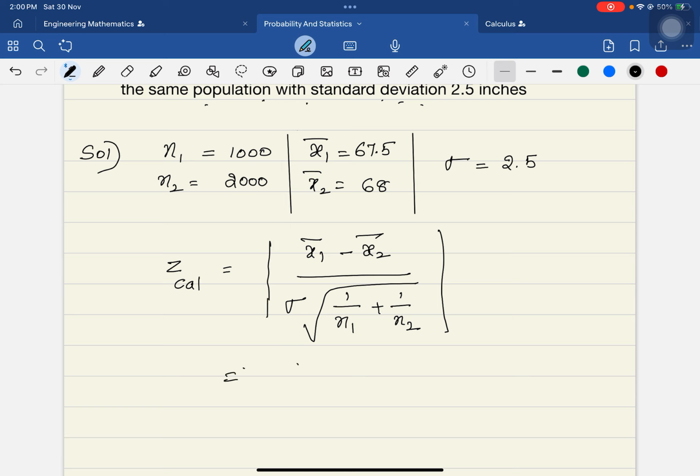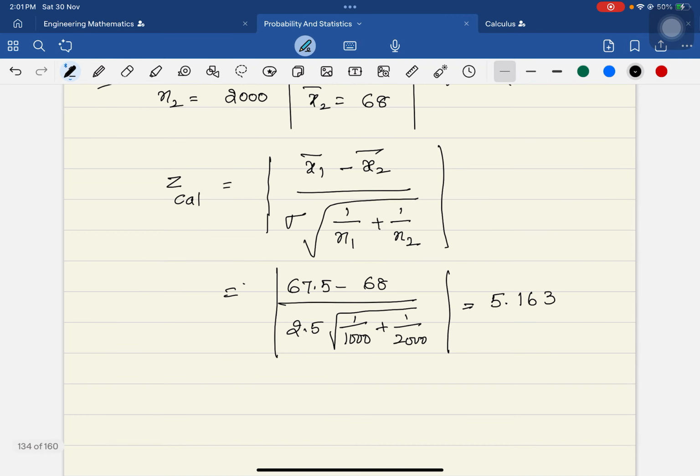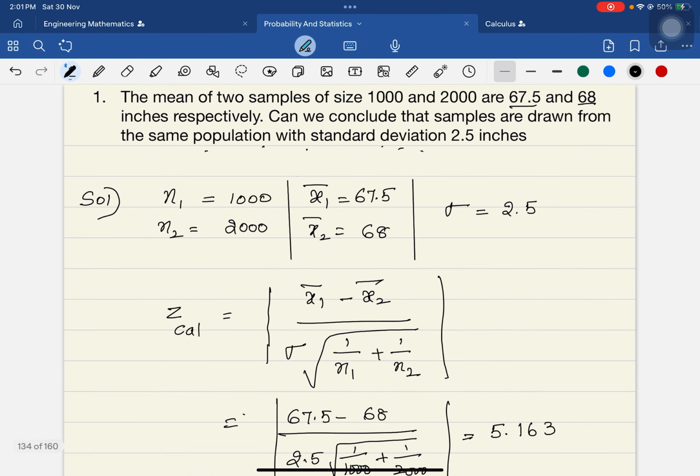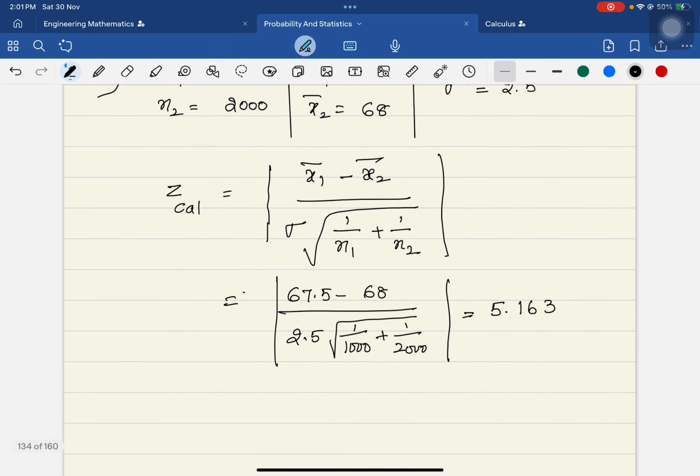So let us apply this: 67.5 minus 68 over 2.5 times square root of 1 over 1000 plus 1 over 2000. Let us take the modulus of this value, and by doing the calculation, it gives you 5.163. Okay, so now in this problem, these are the given conditions.